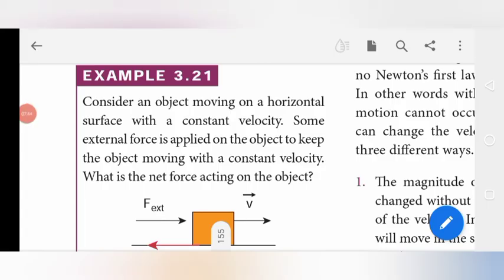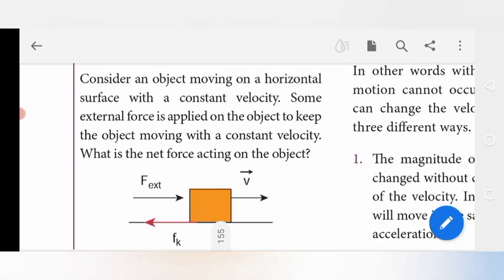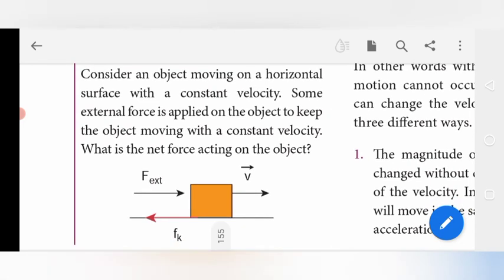Then see one of the problems, example 3.21. Consider an object moving on a horizontal surface with a constant velocity. One object is placed on the surface and moves with a constant velocity v vector, and some external force is applied on the object to keep it moving with a constant velocity. The object already moves on a horizontal surface, and we give an external force, F external, applied in the same direction, which helps the object move with a constant velocity.